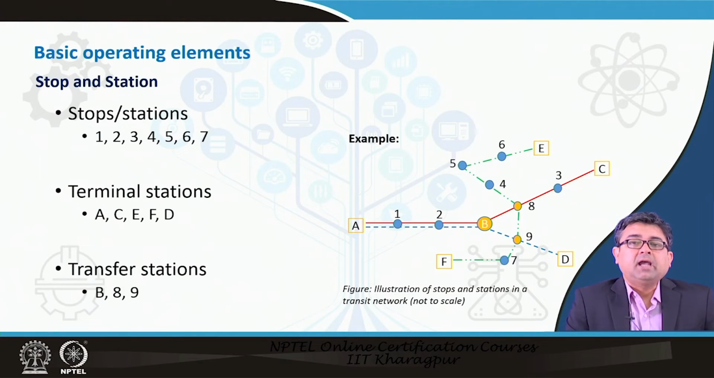You will see that they are the end of any particular line, whereas the transfer stations are the ones where people could transfer from one line to the other. For example, station B is a transfer station, station 8 is a transfer station, station 9 is a transfer station. On station 8 one could transfer from the green line to the red line, whereas on station 9 one could transfer from the green line to the blue line, and on station B one could transfer from the red line to the blue line or vice versa. So, that is a graphical example of the different types of stops and stations.